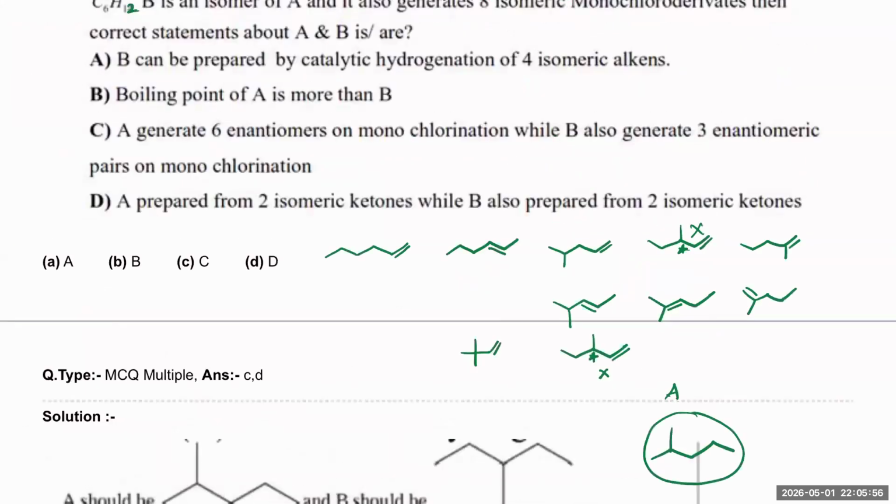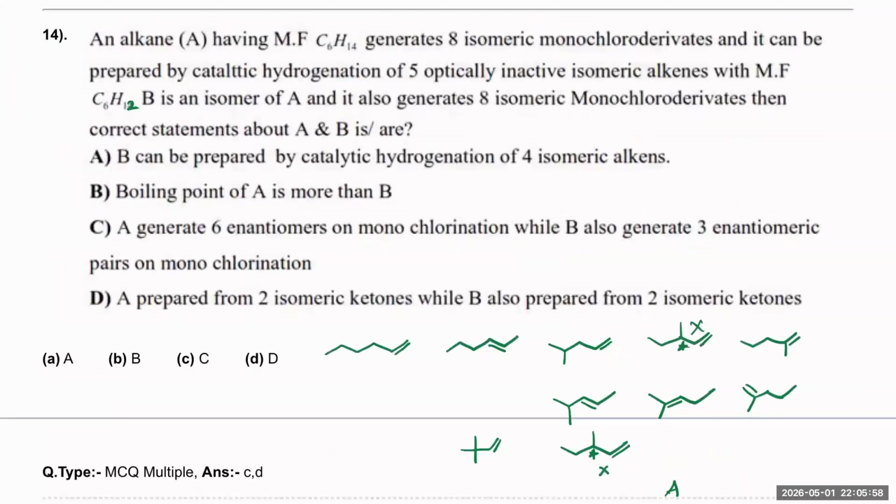Next, he said A, and it also generates 8 monochloro derivatives of B here. Okay, B is an isomer. It is also generating 8 isomeric monochloro derivatives. Can be prepared by, oh, isomeric active.